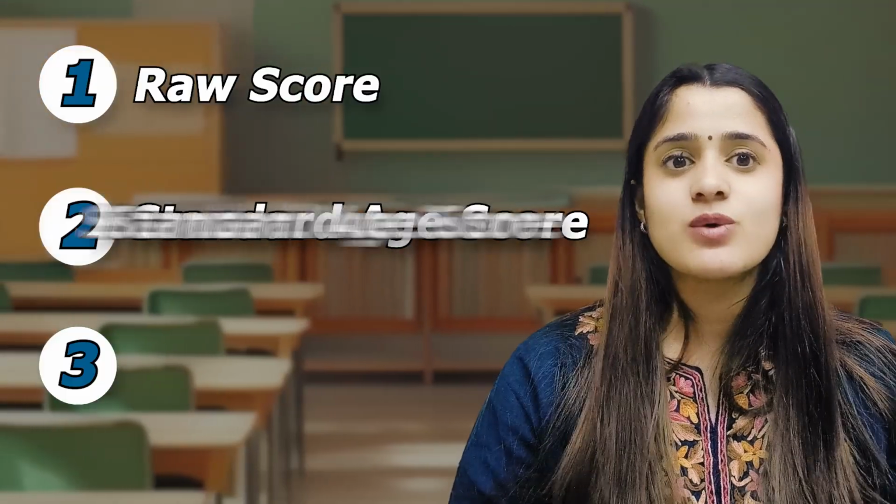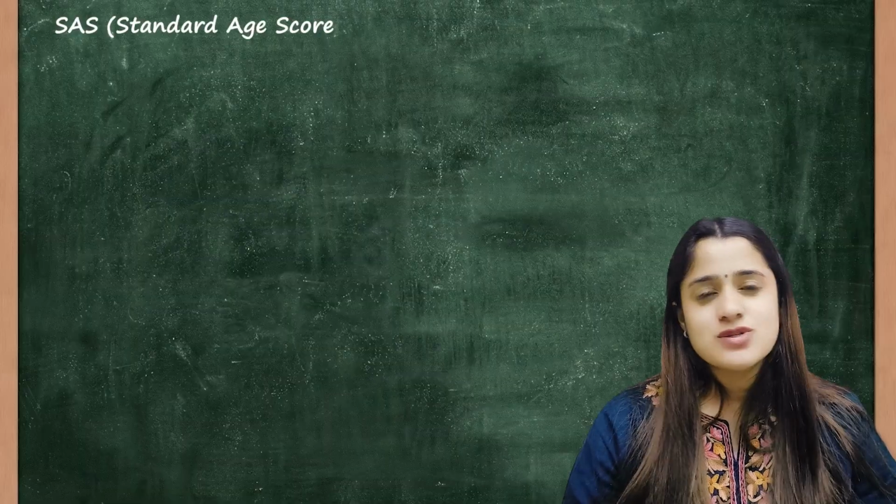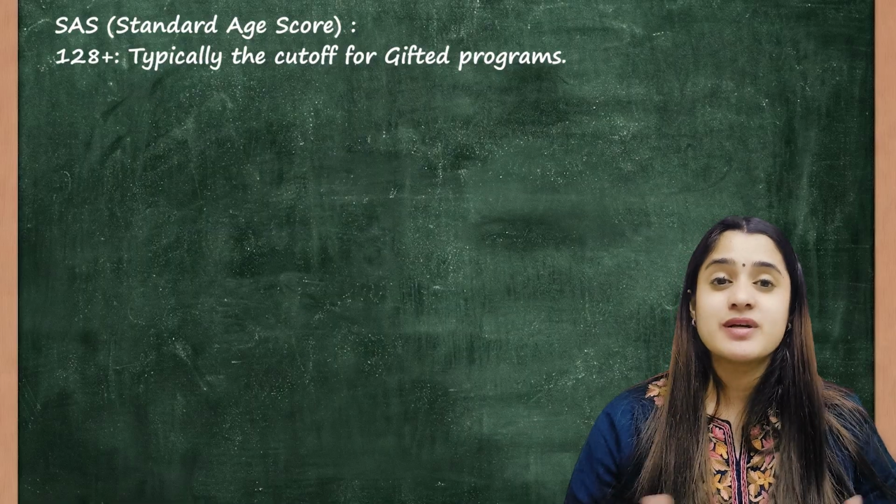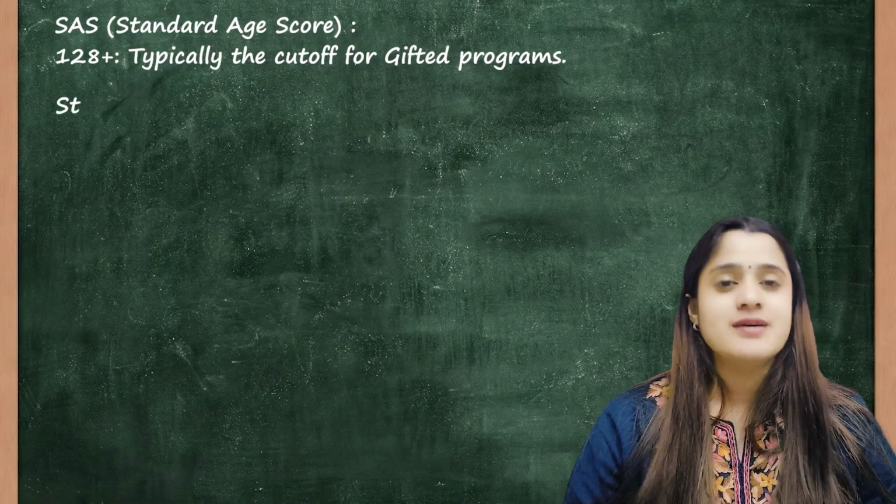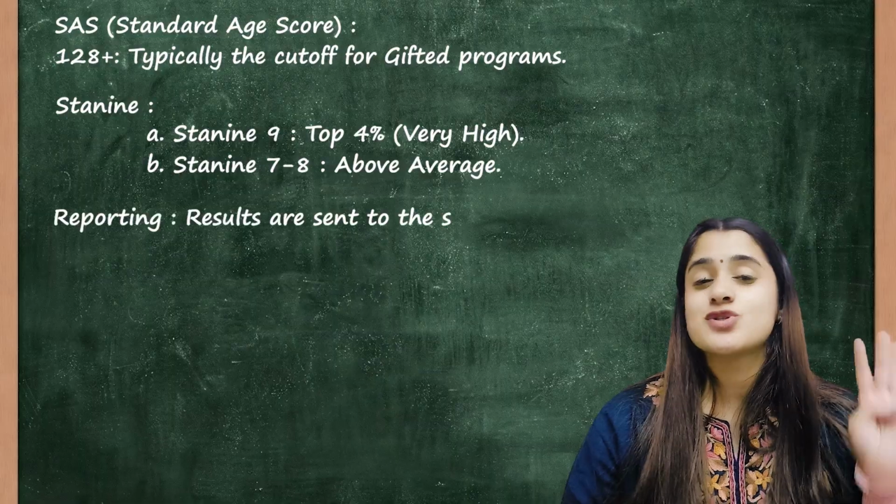CogAT scoring is actually complex. You will see 3 numbers: the raw score, the Standard Age Score, and the Stanine. An SAS of 128 or higher is typically the cutoff for gifted programs. A Stanine of 9 puts your child in the top 4%.